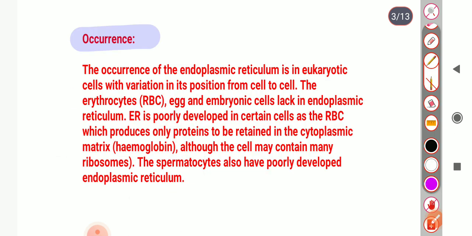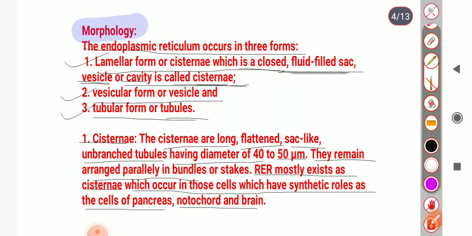Third, occurrence. When we talk about the occurrence of endoplasmic reticulum, it is absent in erythrocytes and egg embryonic cells, and it is poorly developed in RBC, because in RBC proteins are present in the cytoplasmic matrix, and spermatocytes have poorly developed endoplasmic reticulum. Fourth, when we talk about morphological structure, laminar, vesicular and tubular forms are present.